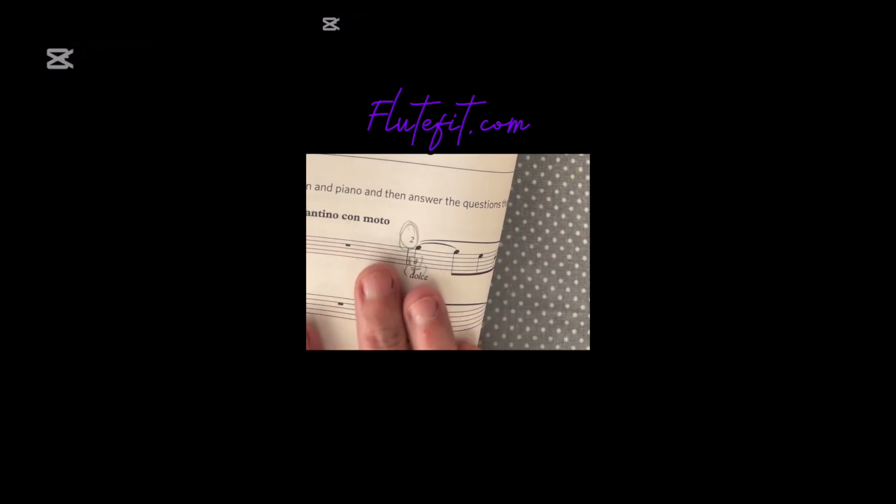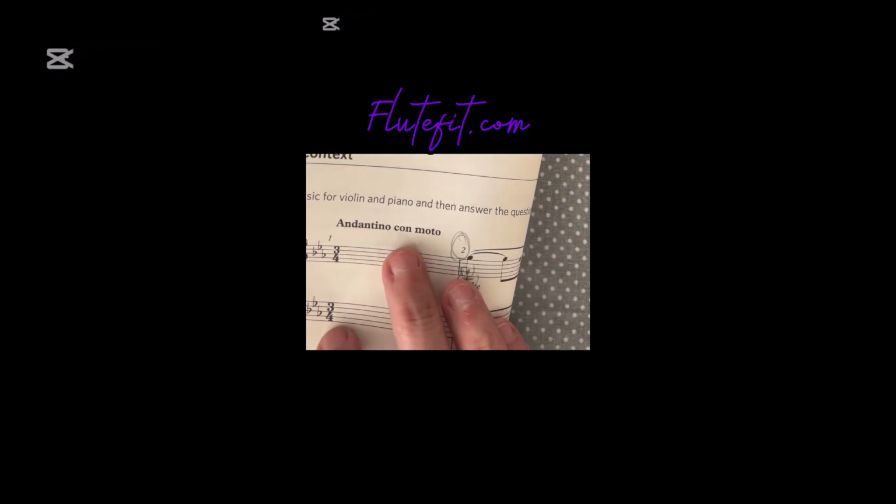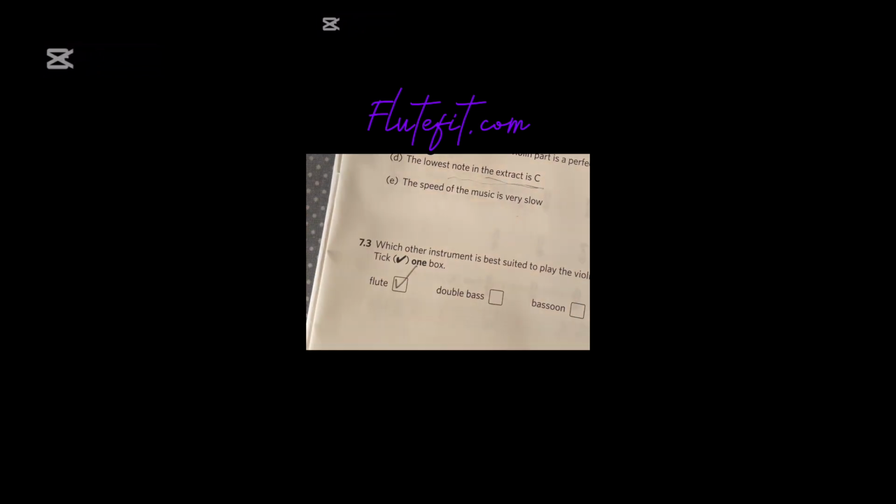And then the speed of the music is very slow. Andantino con moto. So andantino is faster than andante anyway, and it says con moto, so with movement, so it's false. Which other instrument is best suited to play the violin part so that it sounds at the same pitch? Not double bass, not the bassoon, and not the timpani. So the obvious choice there is the flute because it's also a treble instrument.